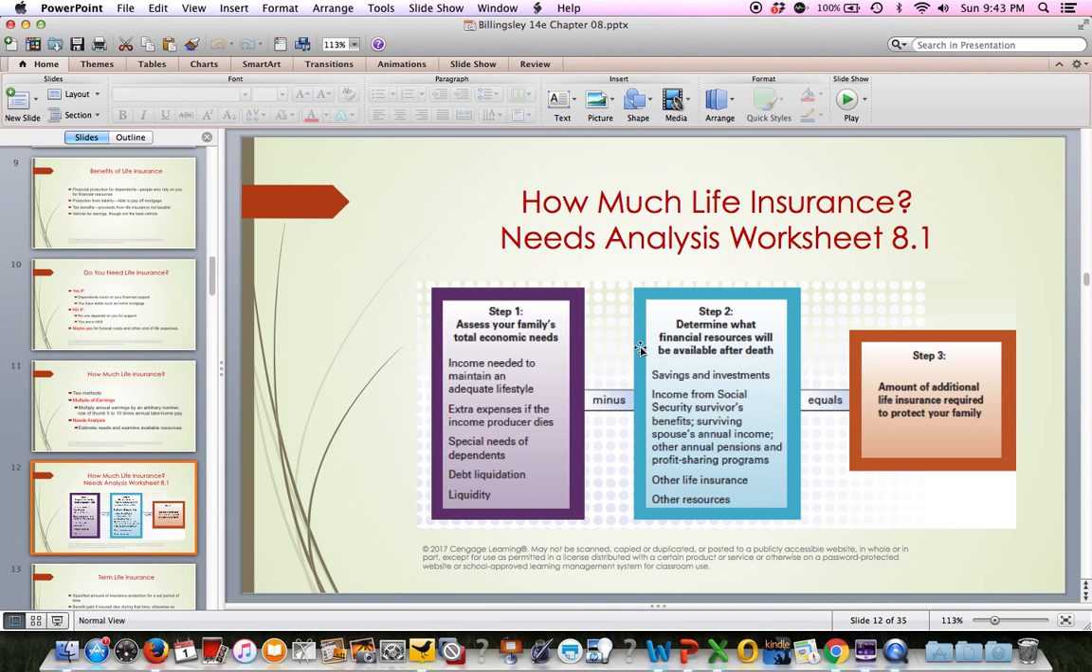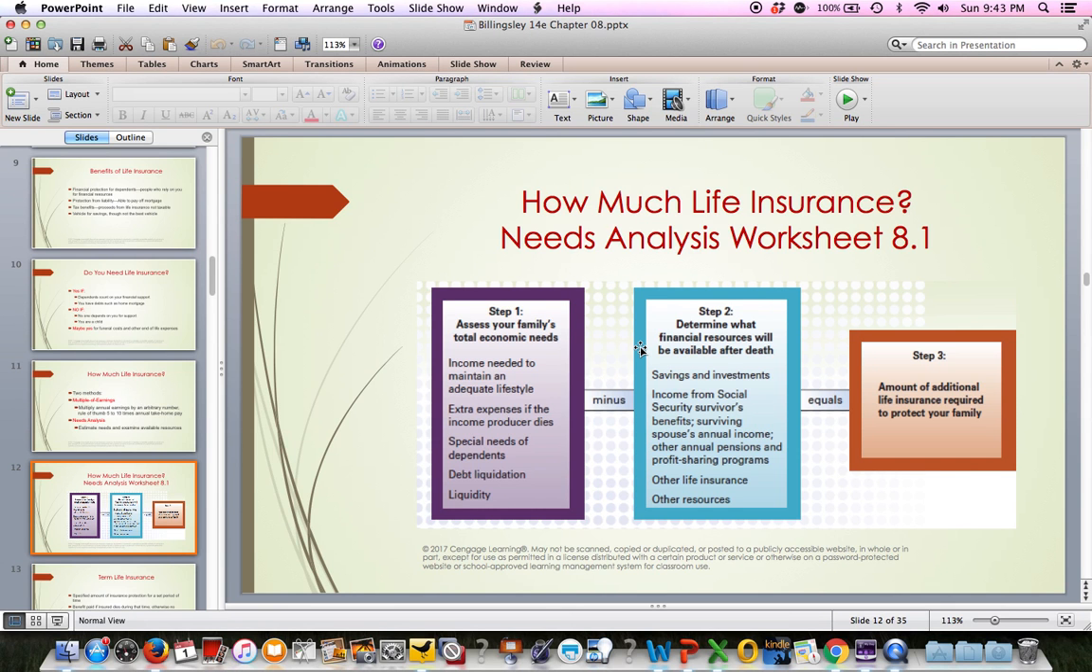So basically what you're doing is you're assessing your economic needs: the income you would need to maintain your current lifestyle, extra expenses if the income producer dies. Will there be extra costs the family has to incur? Special needs of dependents, debt liquidation, and liquidity of your current assets. Step 2 is determining the financial resources available after your death. How much savings or investments do you currently have? What will your Social Security benefits be? Other life insurance or other resources.